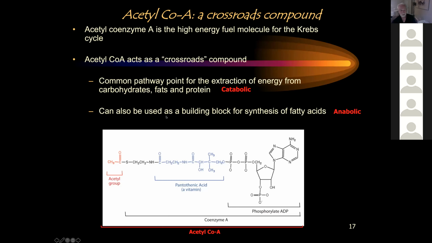Okay, so acetyl-CoA can be either catabolic or anabolic. And this is a structure of it. The right-hand side is ADP. See, it has 2 phosphates here. Then if you add pantothenic acid, which is a vitamin, you end up with coenzyme A. And then if you add an acetyl group to that, it's acetyl-CoA.